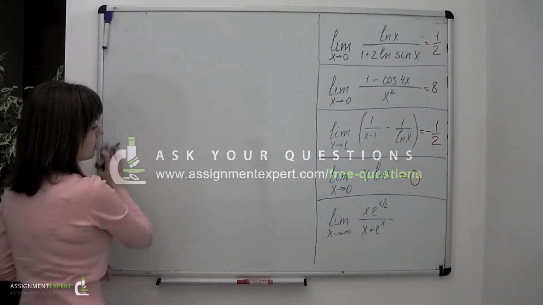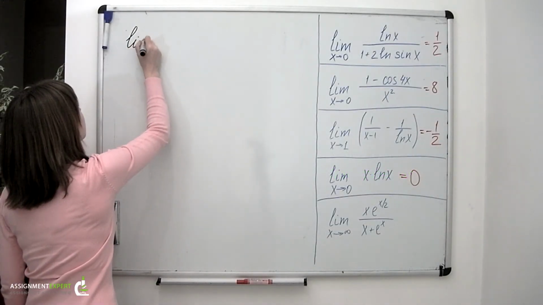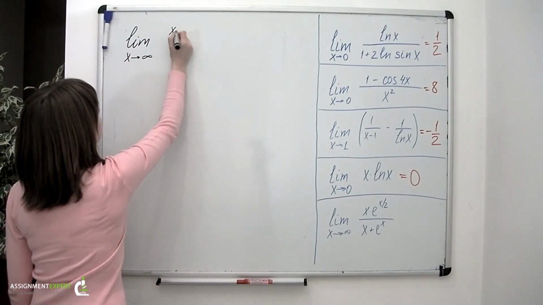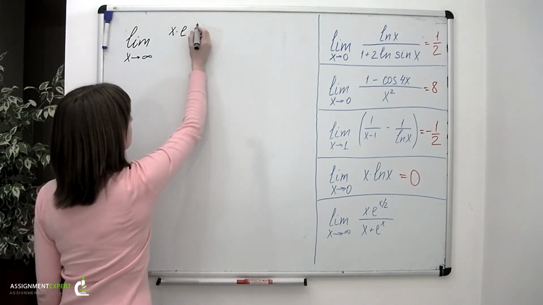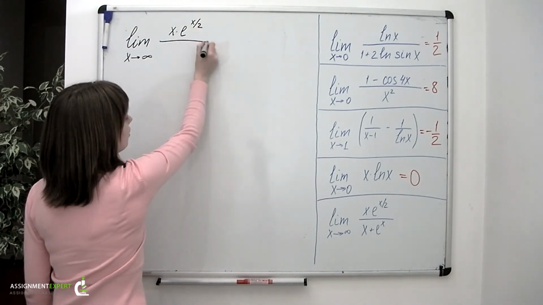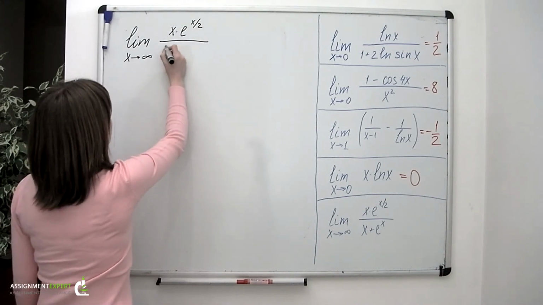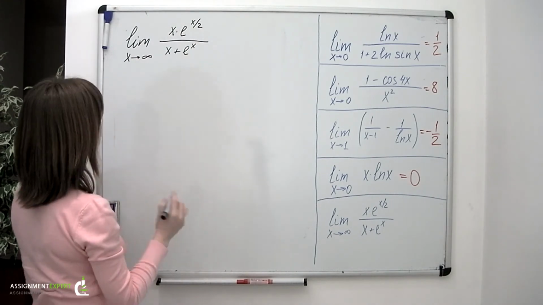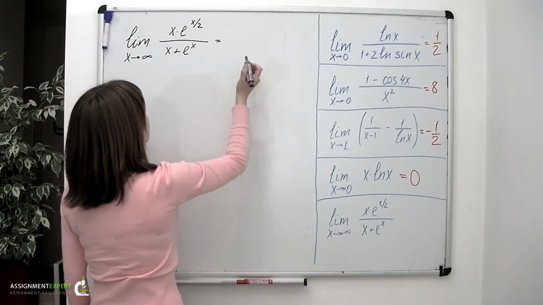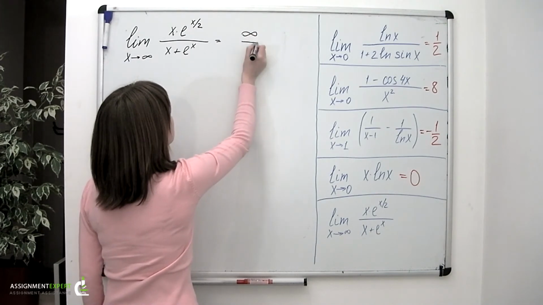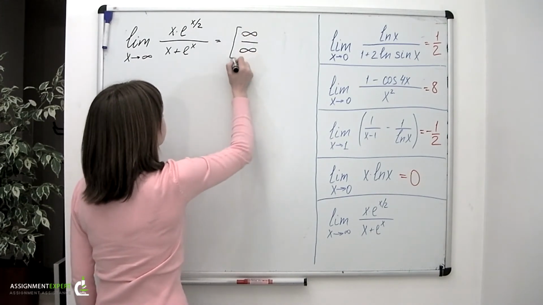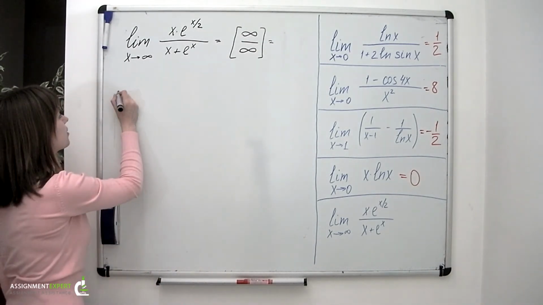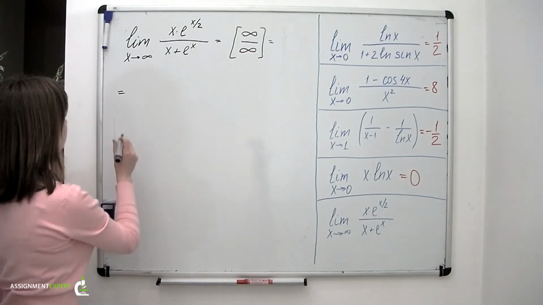And the final limit goes like this. Limit as x approaches infinity of x times e to the x over 2 over x plus e to the x. And here we have the indeterminate quotient of the form infinity over infinity, so we can apply L'Hopital's rule.